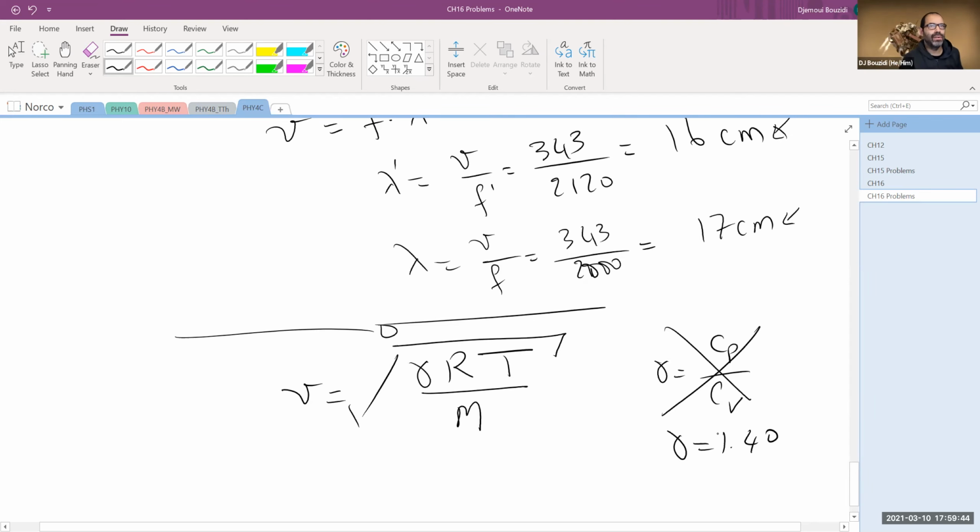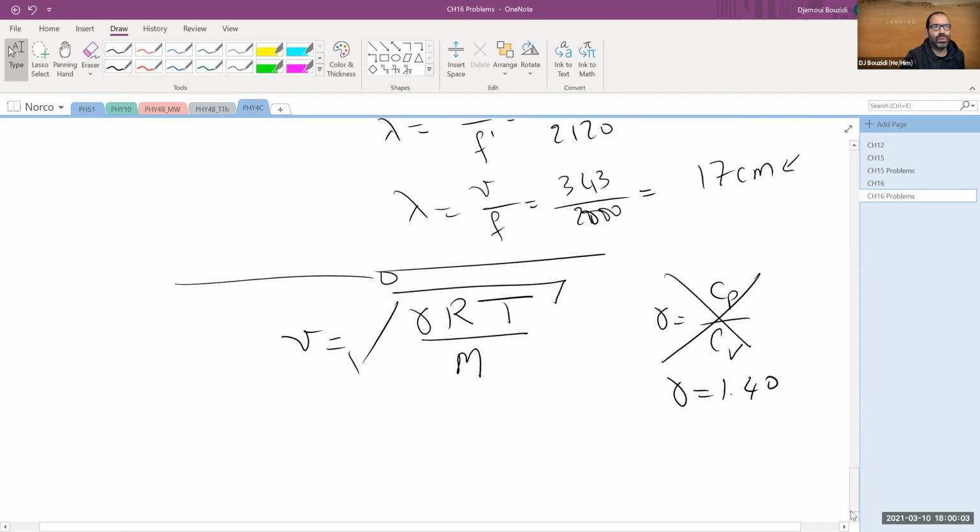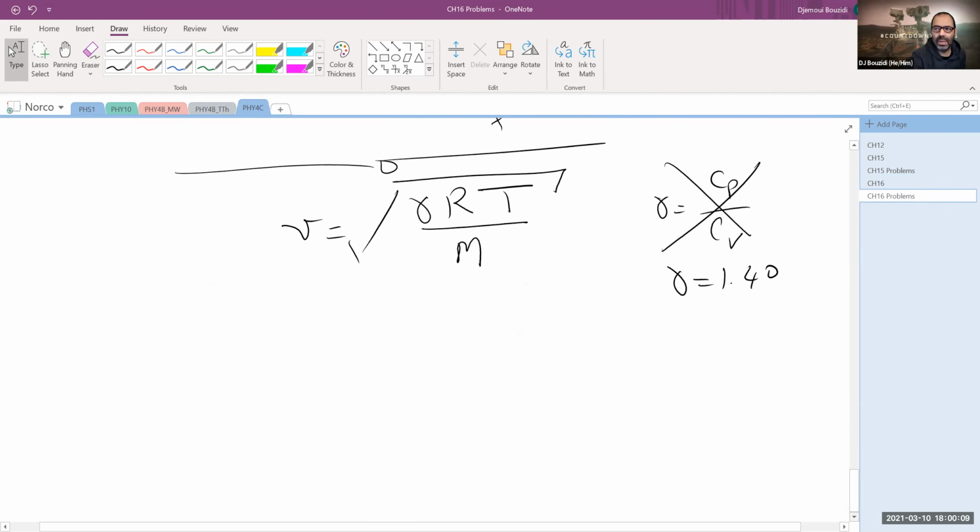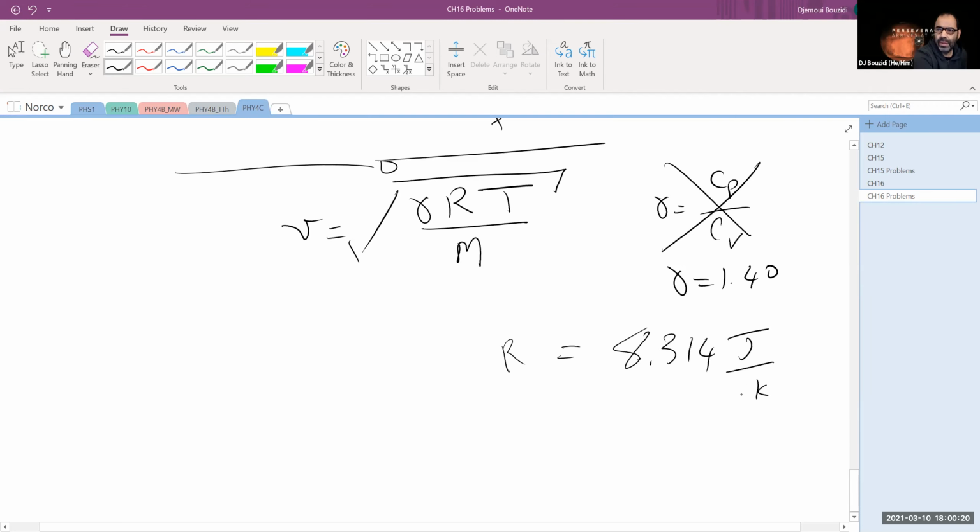So if you calculate everything, and at the end you find the value that gamma equals 1.4, you know that that gas is diatomic. If it's hydrogen, H2 or O2 or N2, or basically one of those diatomic gases, okay? R is a constant. R is just basically 8.314 joules per Kelvin per mole, okay?